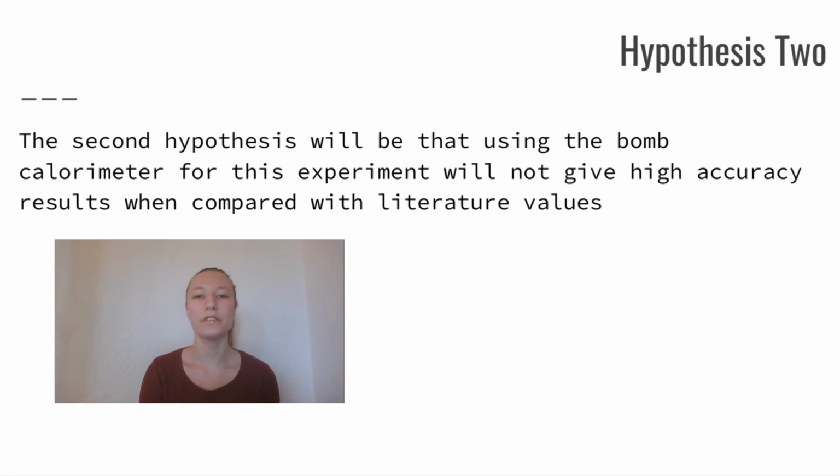The second hypothesis is that using the bomb calorimeter for this experiment will not give high accuracy results when compared with literature values because of the differences in the heat of vaporization of the compounds of interest. This is predicted to cause inaccurate results since the bomb calorimeter measures heat of formation and combustion of these compounds of interest in the liquid phase.